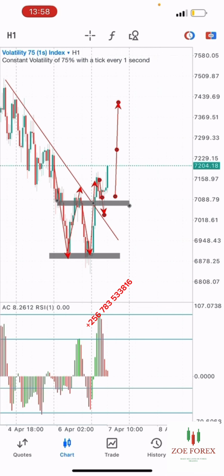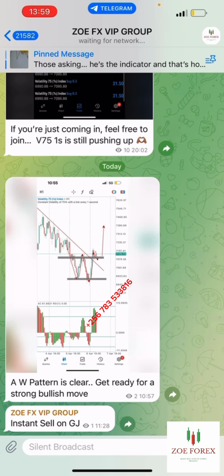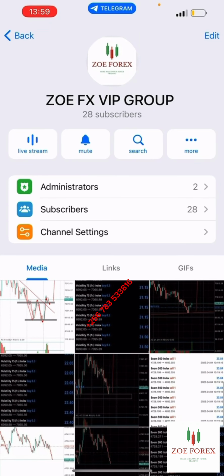And as you guys can see, I actually sent this to the group, and we are going to storm into this market immediately. Let me show you. So this is our VIP group. As you can see, we are 28 members.